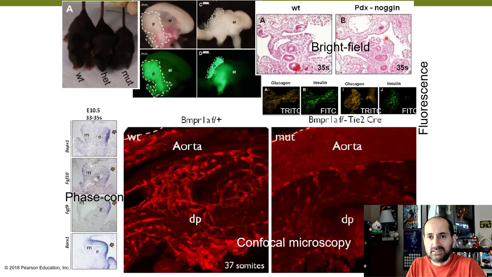And then I used phase contrast microscopy to look at the pancreatic bud as well, to look at gene expression in the pancreatic bud. And then I used confocal microscopy to look at how the blood vessels are forming. Here I stained blood vessels red, and you could see the blood vessels are forming nicely in the wild type mouse, but in the mutant, the dorsal pancreas is not forming, because the vascularization is not developing correctly. And here again, I also looked at insulin production in the pancreas. In the wild type mouse, it's fine, but in the mutant mouse, it was also fine.